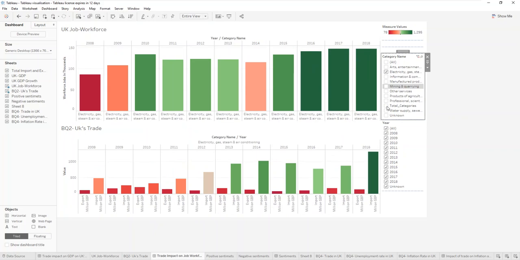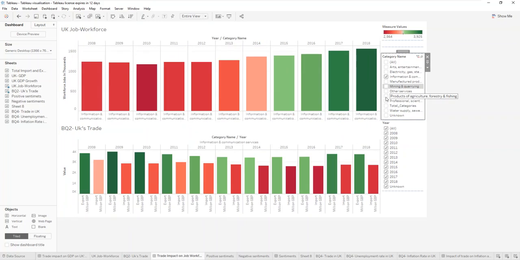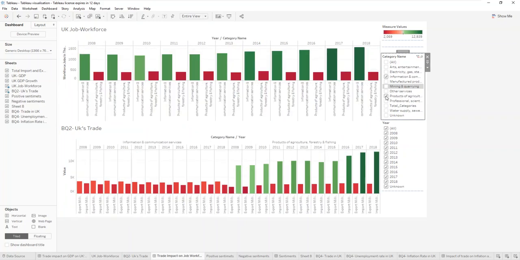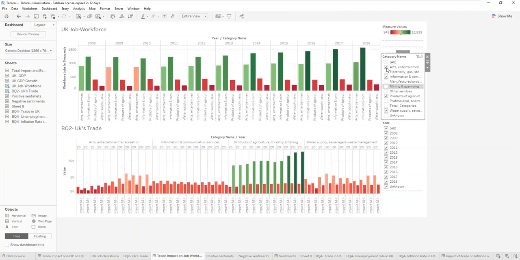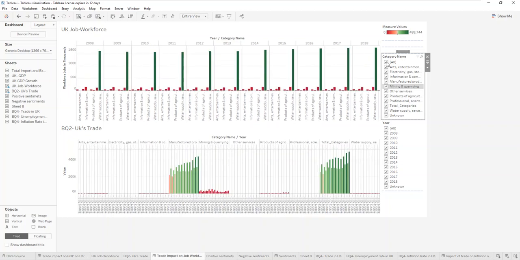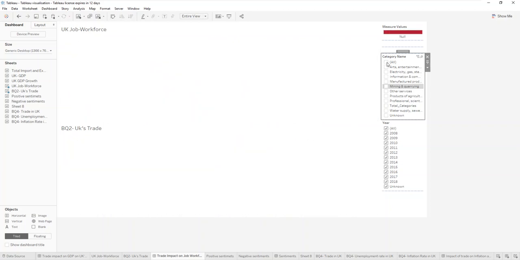The job categories getting impacted because of the export of trade are information and communication, products of agriculture, water supply, waste management and sewage management, art and entertainment. The trade categories getting impacted by both the import and export are manufacturing and products.